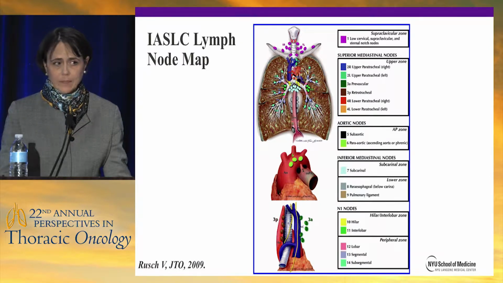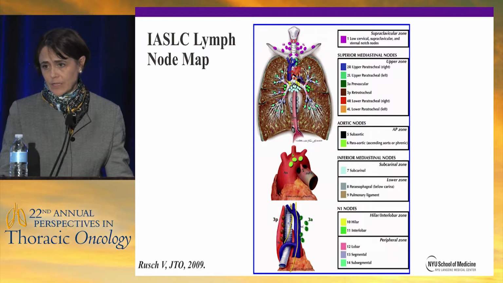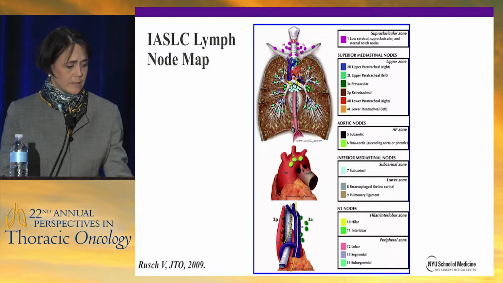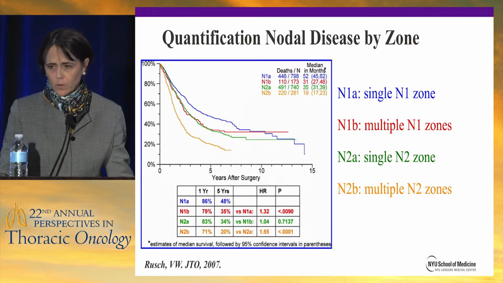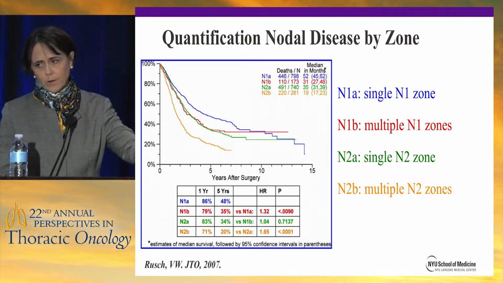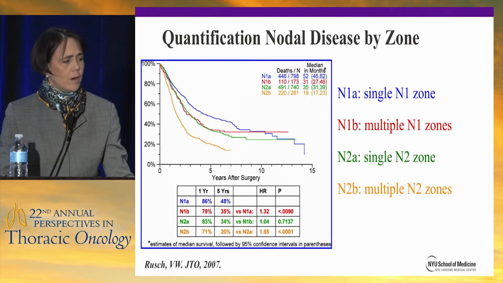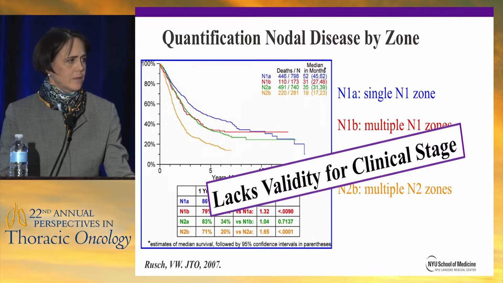The nodal map is not changing either with this staging system, so what was put in place last time by Valerie Rush stays in place. Dr. Asamura is working on a more surgical staging map, which will probably change things for the 9th edition. They are trying to quantitate by zone. This is what they did in the last staging system, saying that if you're a lower lobe tumor and you have right or left paratracheals, that's a terrible thing. And while surgically or pathologically these prognosticate, it really lacks clinical validity.